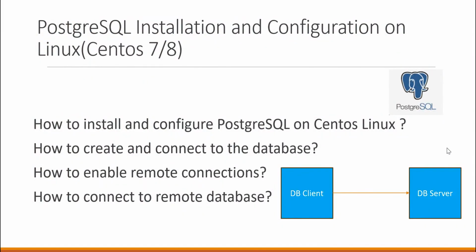We have created a database in the database server and also we have seen how to connect to the database within the same server. Now let us see how to connect to this database using the database client in another VM. For that, we need to enable the remote connections in the database server and then the client can connect to the database in the database server. Let us see that now.